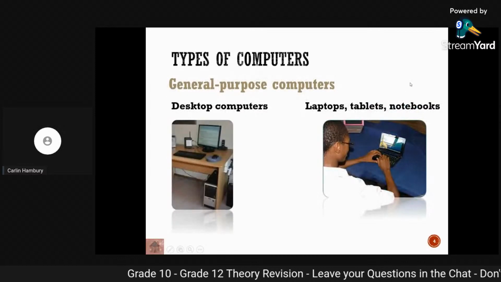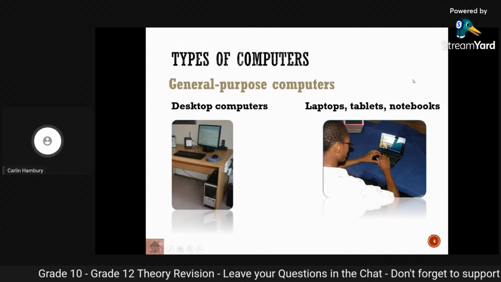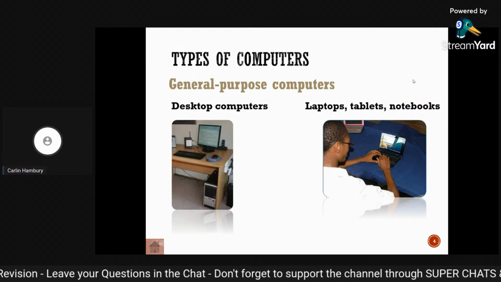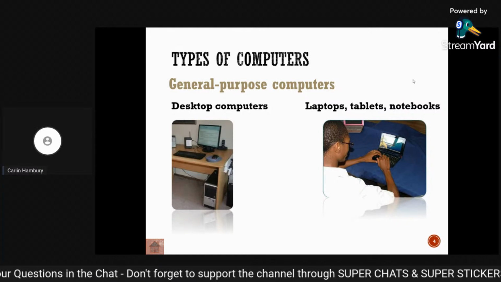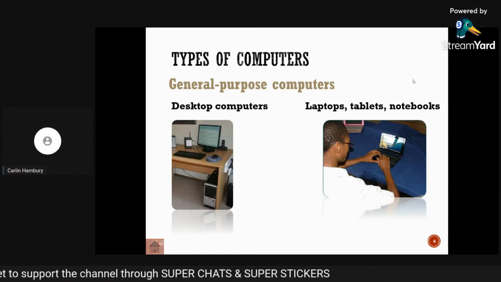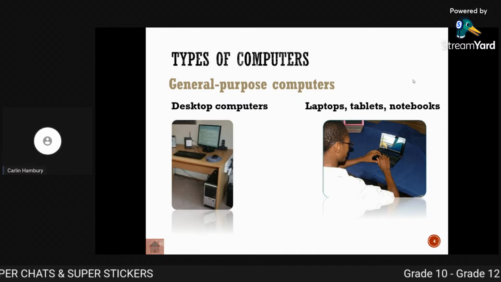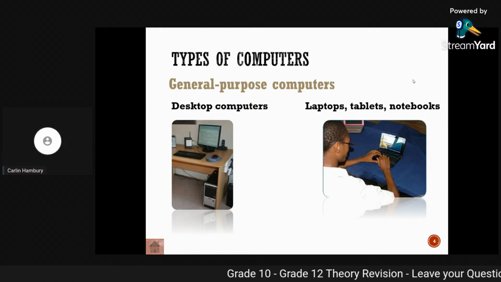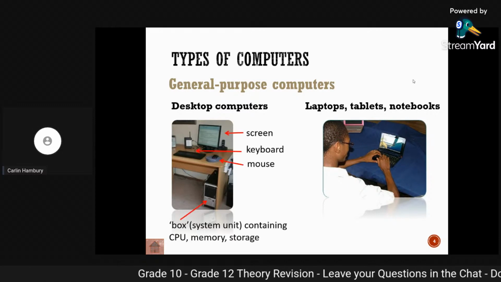Right. So they talk about types of computers, and we're talking about general purpose computers. So just remember that any computer that does more than one thing, and all computers do that, they are going to be general purpose computers. And when we talk about that, we're talking about things like desktops, laptops, tablets, notebooks, all of them. They all fall under general purpose computers.